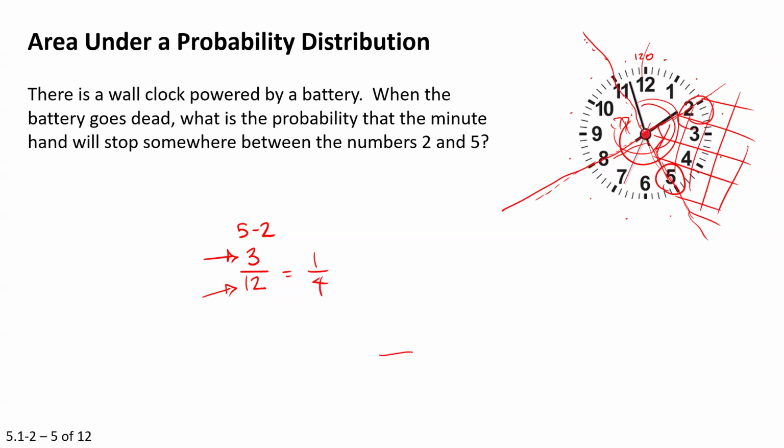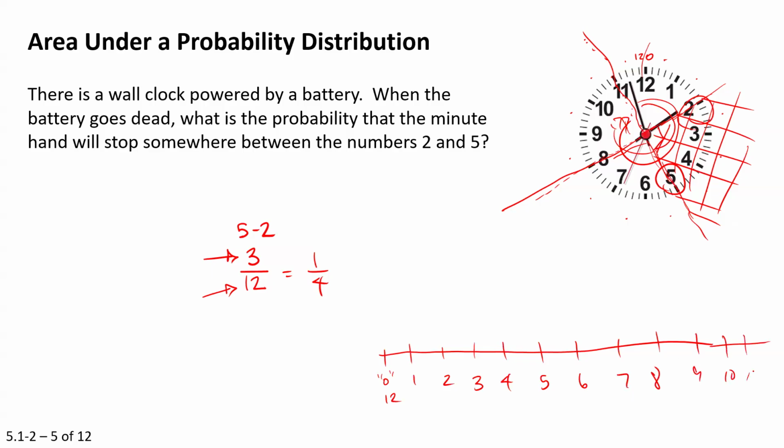So what does this probability distribution look like here? If I'm starting here and this is 0, it's really where 12 is. 1, 2, 3, 4, 5, 6, 7, 8, 9. And of course, I don't have enough room. 12. So, what would you expect this distribution of probabilities to look like? Is it different in some places or is it the same everywhere? The same everywhere. This is a uniform probability distribution.